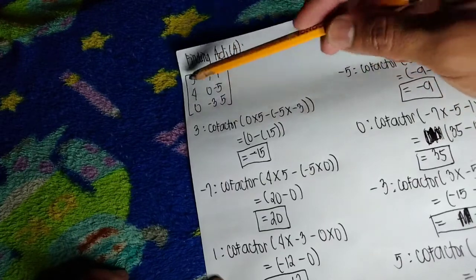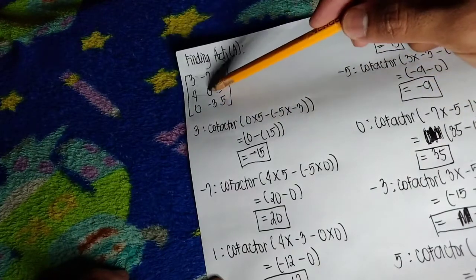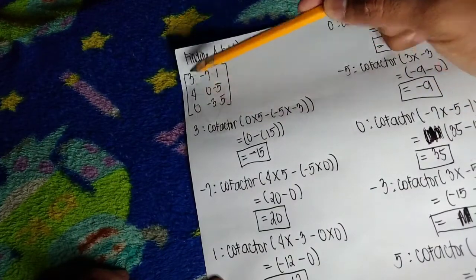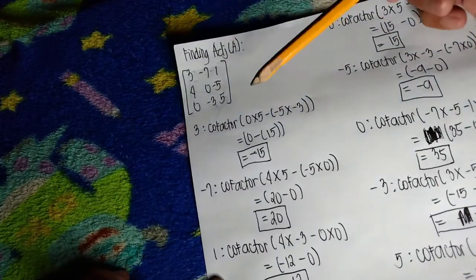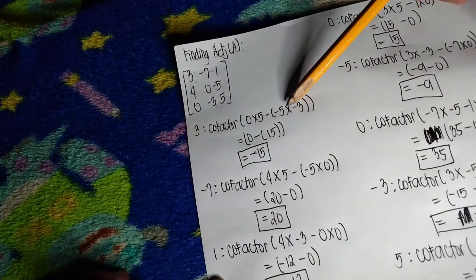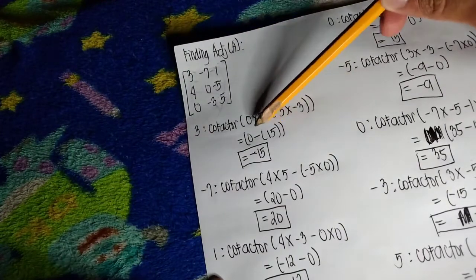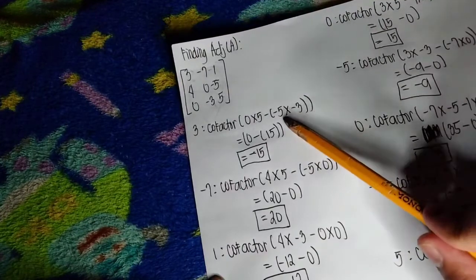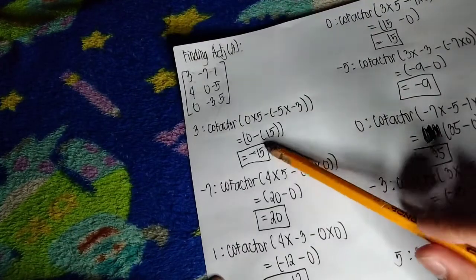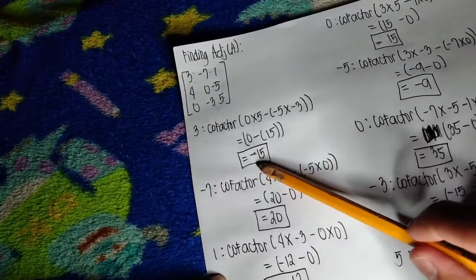So cover mo. So ang naiwan is ang cofactor ng 3. So, 0, 5, and negative 5 and negative 3. Cross multiply lang. So, 0 times 5 minus negative 5 times negative 3. So, 0 minus 15. Since negative 5 times negative 3 is 15. So, 0 minus 15 is negative 15.